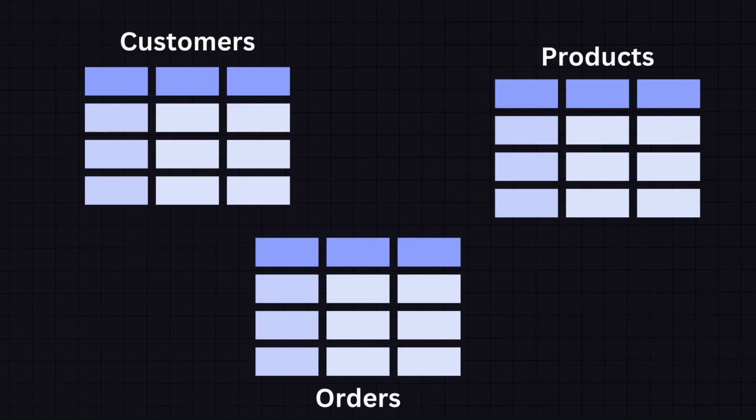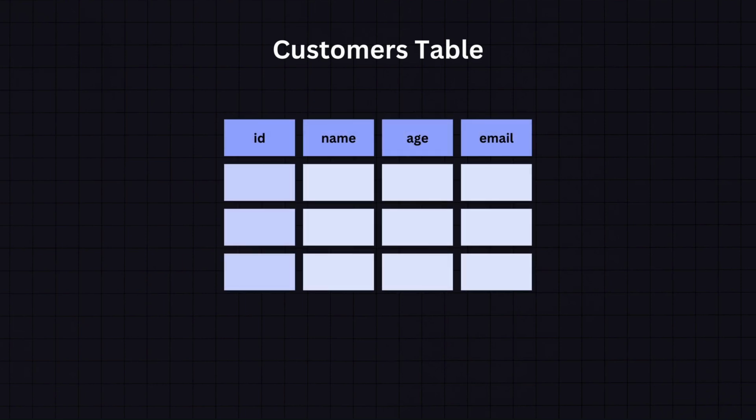Tables are the fundamental building blocks of SQL databases. Similar to a spreadsheet, each table holds data about a specific topic, such as customers, orders, or products. For example, a customers table might have columns for customer ID, name, age, email, and so on.